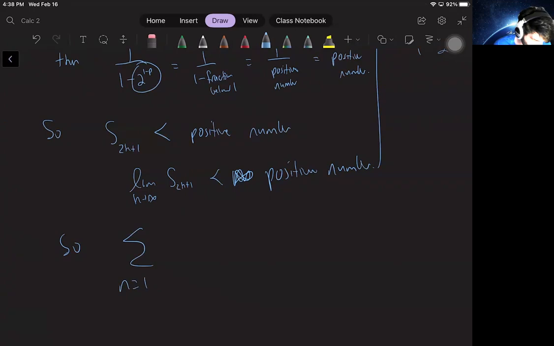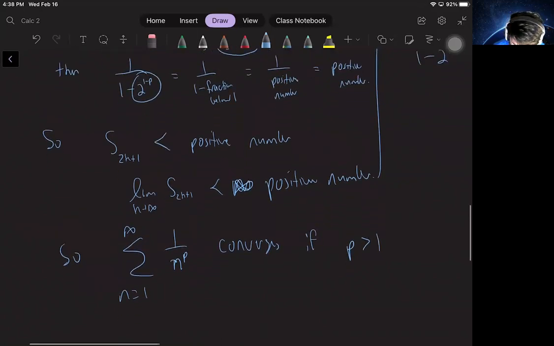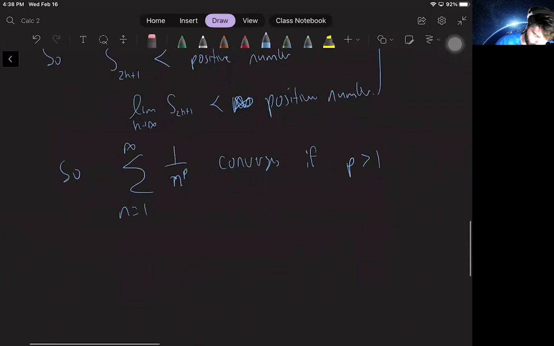Okay, so this guy, what we figured out is that this guy converges if p is bigger than 1. So that's the big takeaway that we need right now. And so immediately you could just like do an example.